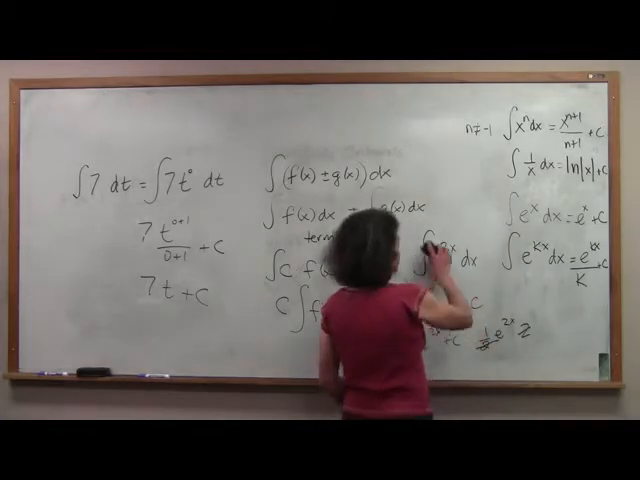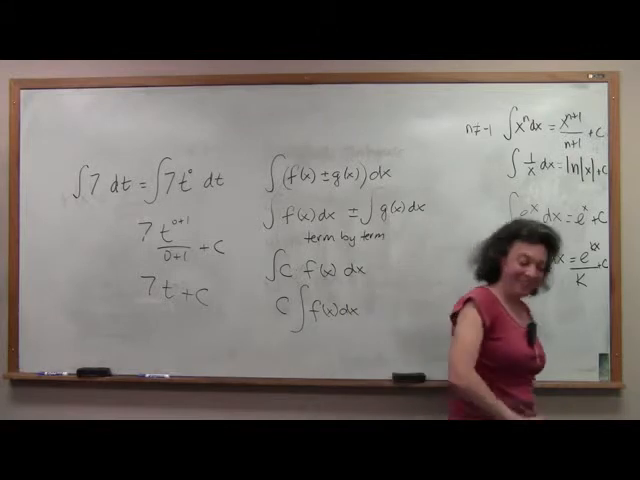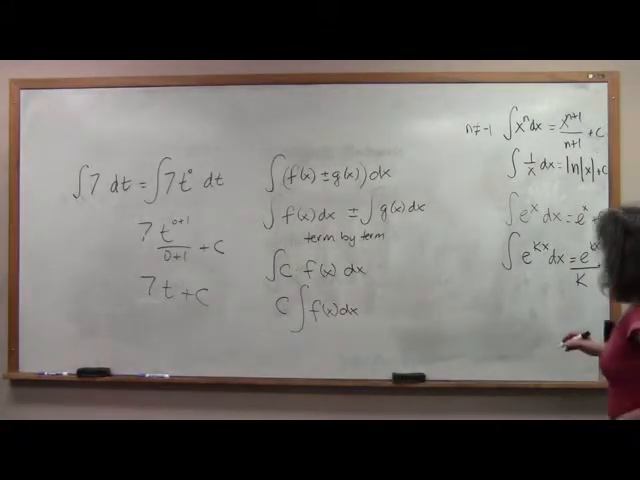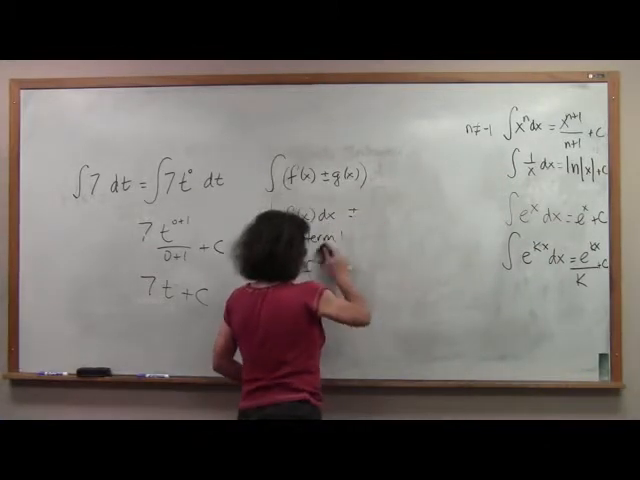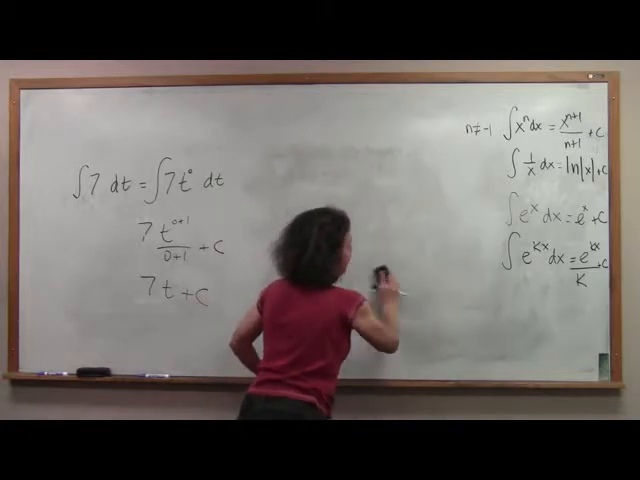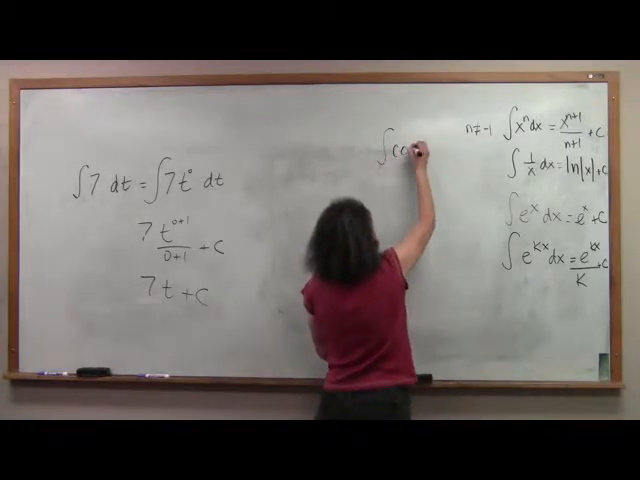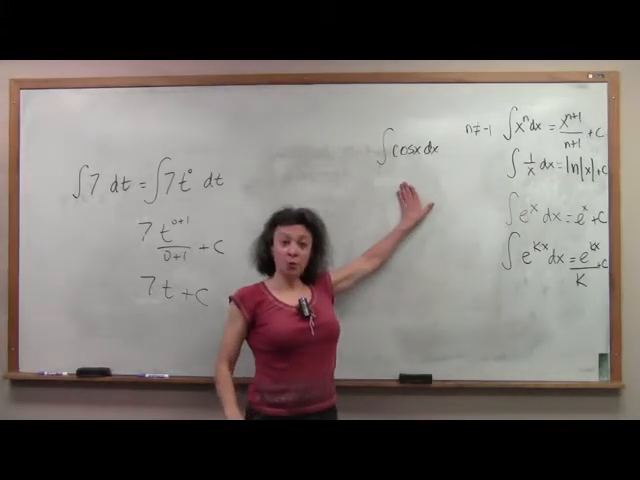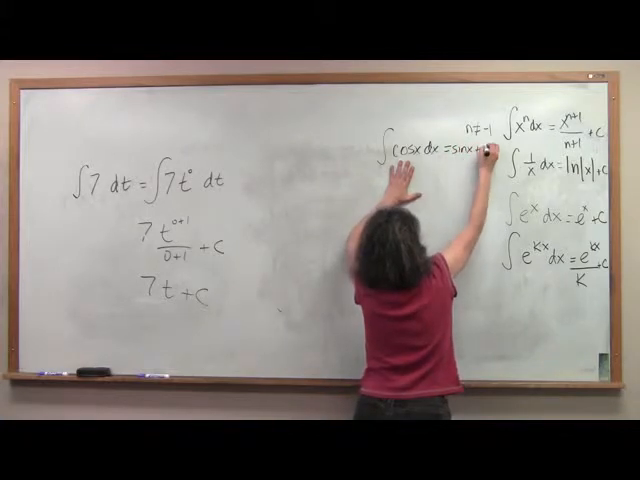All right, so that's part of a list. But as you can imagine, there's a few more guys that we're going to go through. So what I'm going to do is write them all out, and then we're going to play with a bunch of different examples. So, for example, what is the antiderivative of the cosine of x dx? Well, who do we know who has a derivative equal to cosine? Sine.